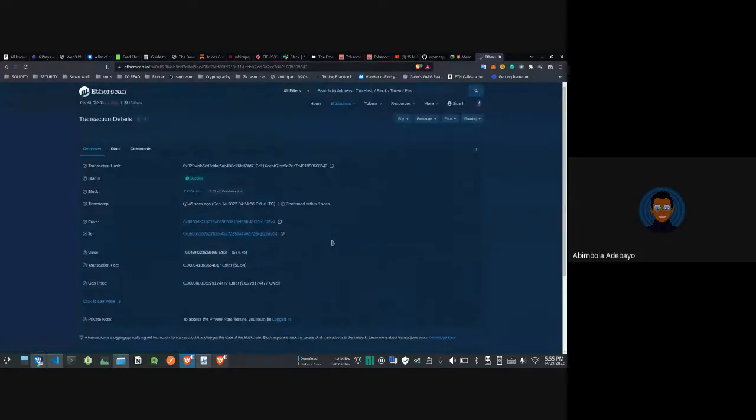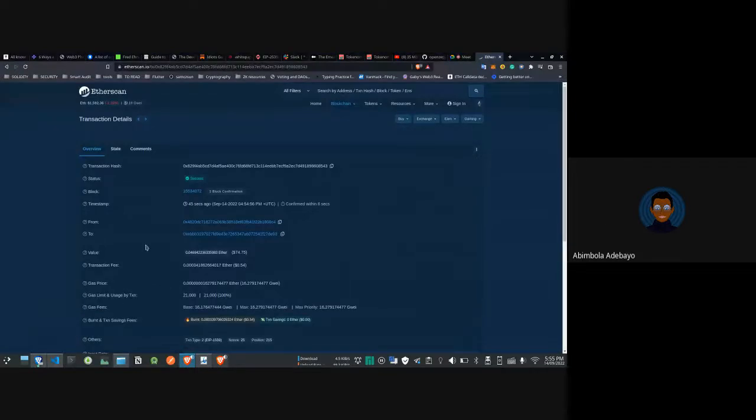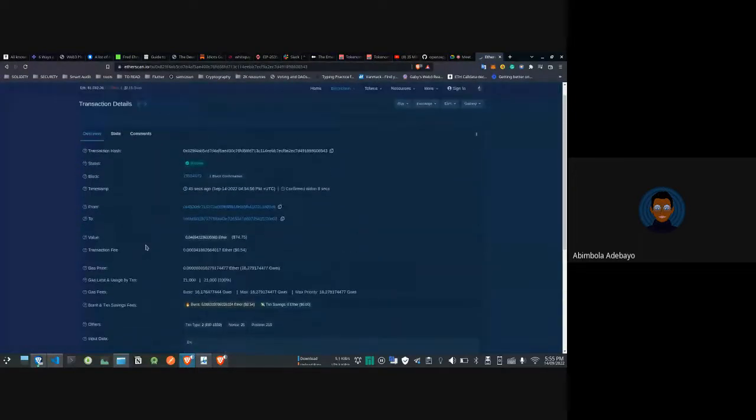From what I explained earlier, I said there are different things that should be attached to a transaction. This is the person that sent this transaction, this address that I'm hovering on. It sends this transaction to this person. Look at it. This person transferred this amount of ether, $74. And what's the transaction fee? 0.54.